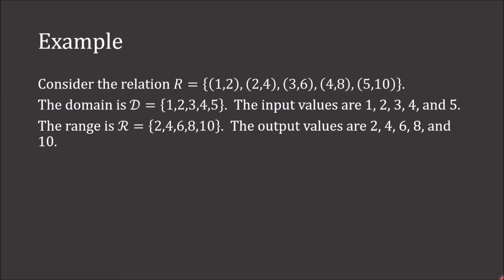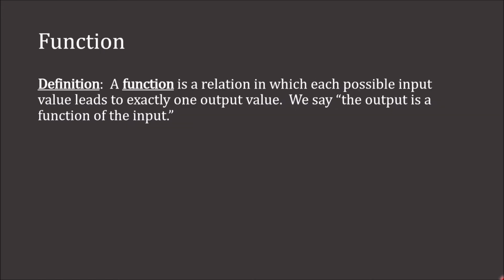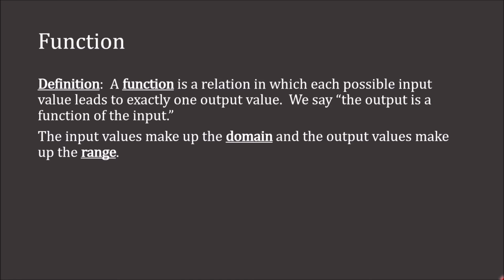We can now look at a function. A function is a relation in which each possible input value leads to exactly one output value. We say the output is a function of the input. So the input values make up the domain of the function. The output values make up the range of the function.